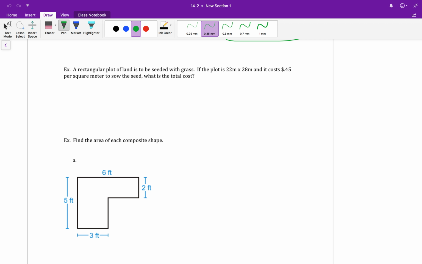We know the total cost. The first thing I have to do is find the area. Whenever I'm talking about planting something, that's area. If I'm talking about fencing something in, that's the perimeter. So that's the difference between those two. So the area is just the length times the width. So 22 times 28. So the area of this is 616 meters squared.